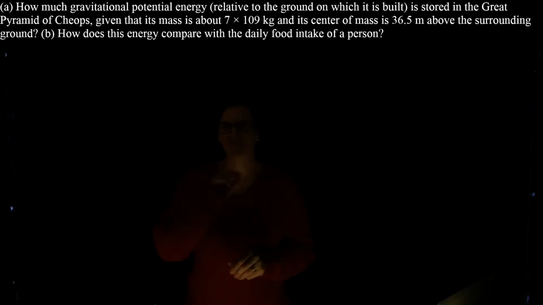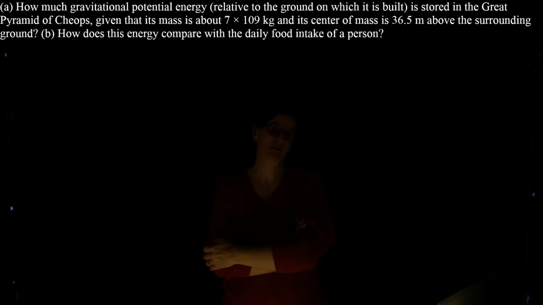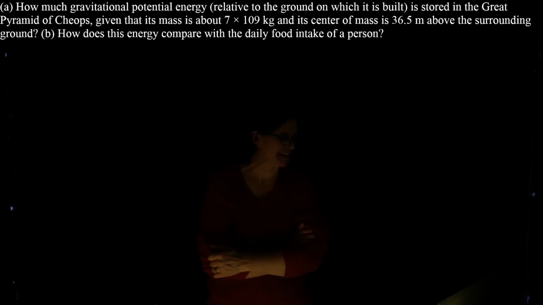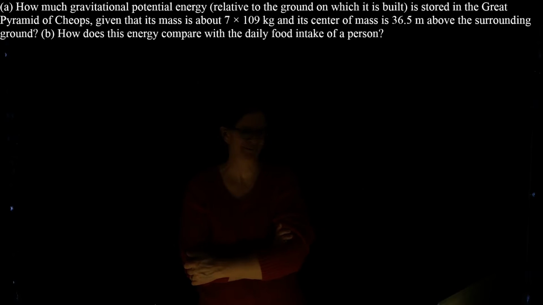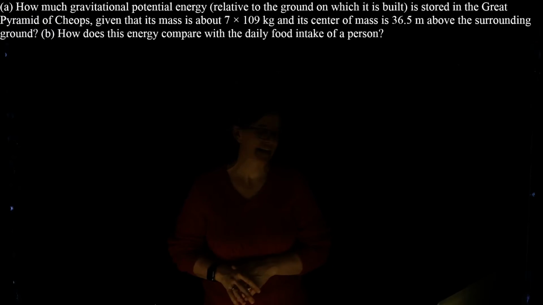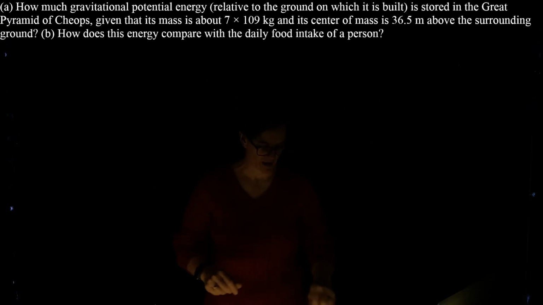All right, so this problem reads, how much gravitational potential energy relative to the ground on which it is built is stored in the Great Pyramid of Cheops? Given that the mass is about 7 times 10 to the 9th kilograms, and its center of mass is 36.5 meters above the surrounding ground.